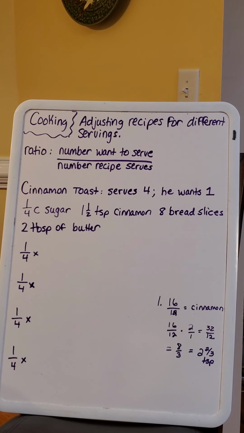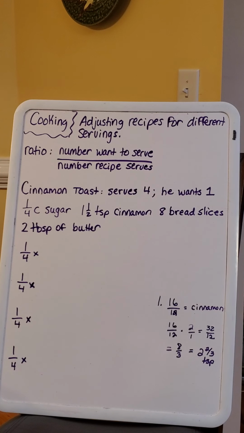So, like if you make muffins or something, the recipe might be based on 24 muffins, but you only want to make 8 muffins. So how do you fix that? We're going to be using a ratio today, and you need to be sure that the number that you want to make or the number that you want to serve goes on top, and then the number that the recipe is for or that it serves is on the bottom. So that's how you'll set your ratio up there.